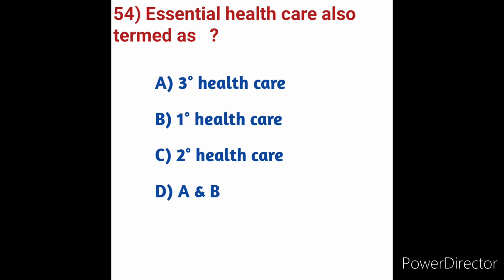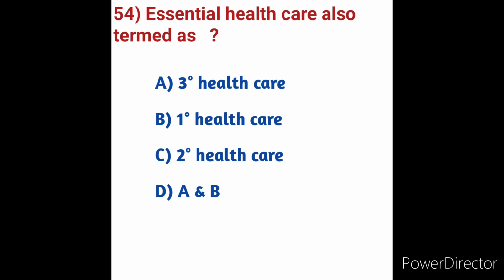What is essential health care? Essential health care is individual health care, family health care and community health care. Primary health care refers to essential health care that is based on scientifically sound and socially acceptable methods and technology. So here, essential health care is also termed as primary health care.